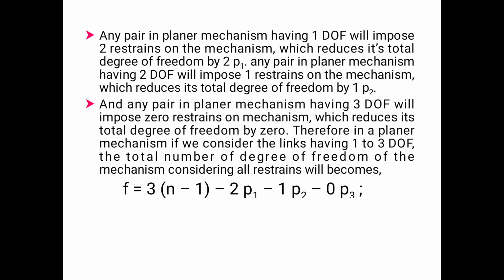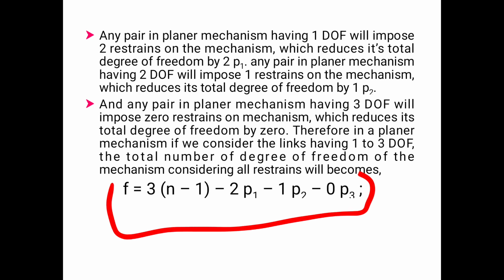So if there is one restriction applied, the degree of freedom will be reduced to 2, so minus 2p1, minus 1p2, and p3 has 3 degrees of freedom. If there is no restriction applied, the total number of motions is 3(n minus 1). So according to the Grubler criterion, the degree of freedom is defined as f equals 3(n minus 1) minus 2p1 minus 1p2 minus 0p3.